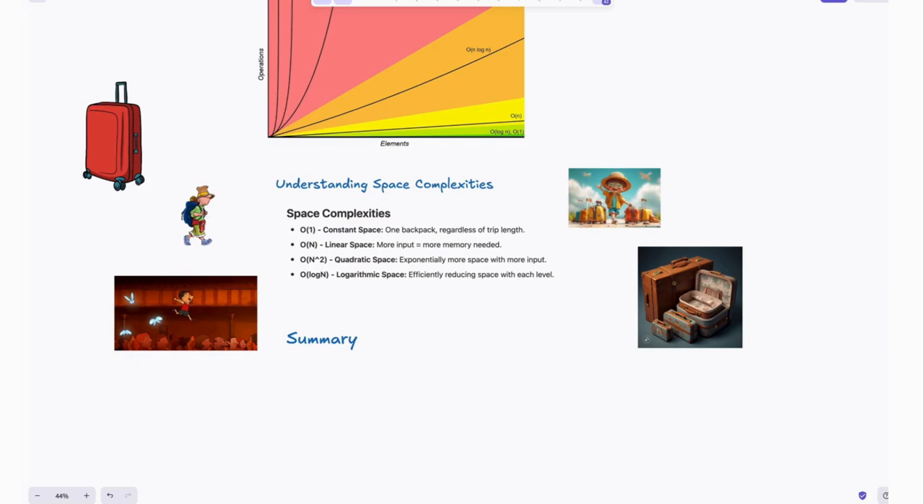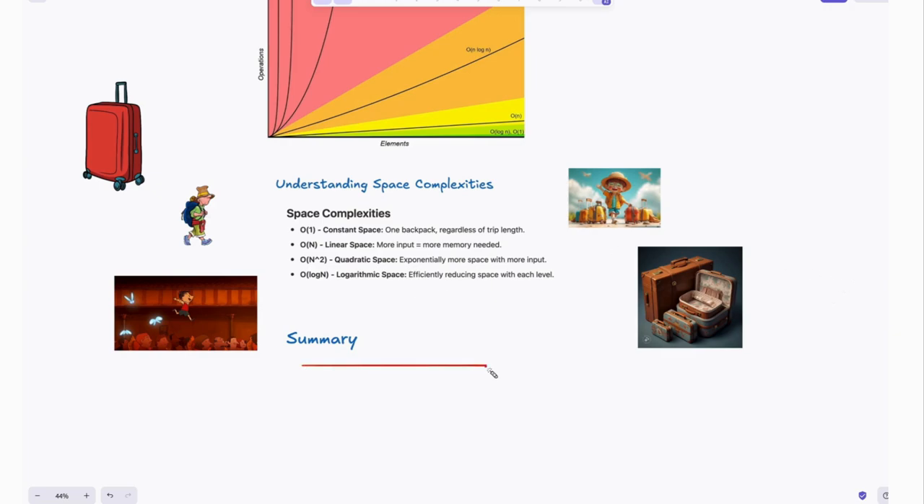To sum it up, O of 1 is like packing one backpack for a shorter trip, and O of n is like needing more suitcases as your trip gets longer. O of n squared is like every guest at an event needing their own luggage, drastically increasing the space needed. And O of log n is like a set of nested suitcases, efficiently reducing the space taken. So in programming, space complexity helps us figure out how much memory an algorithm will need as the input grows. Just like with time complexity, it's all about making sure the solution is efficient and doesn't waste resources.